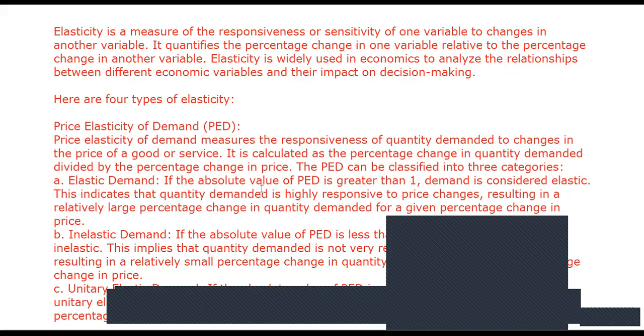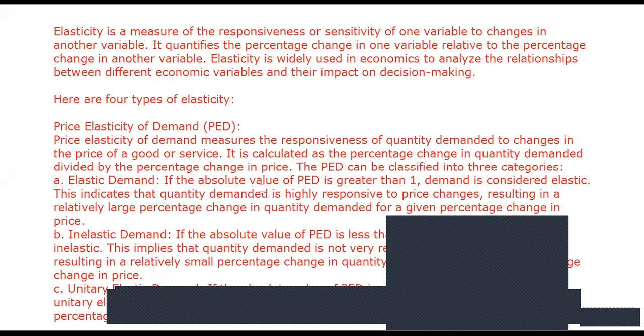It's calculated as the percentage change in quantity demanded divided by the percentage change in price, where the price elasticity of demand falls in three categories. It is elastic if the absolute value is greater than 1. Forgetting the negatives, elasticity of demand is always negative. So if the absolute value is greater than 1, we consider demand to be elastic, which means that quantity demanded is highly responsive to any slight changes in price.